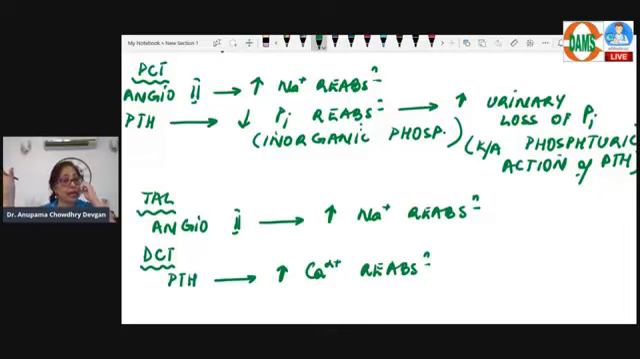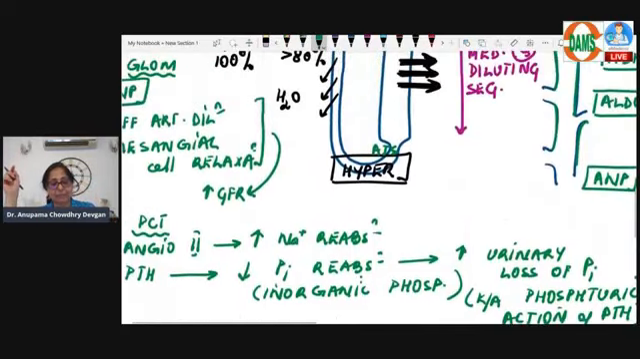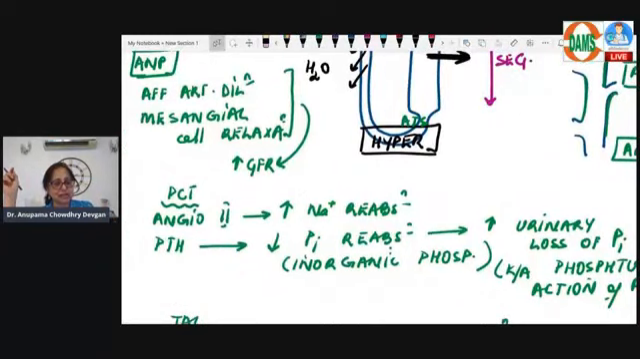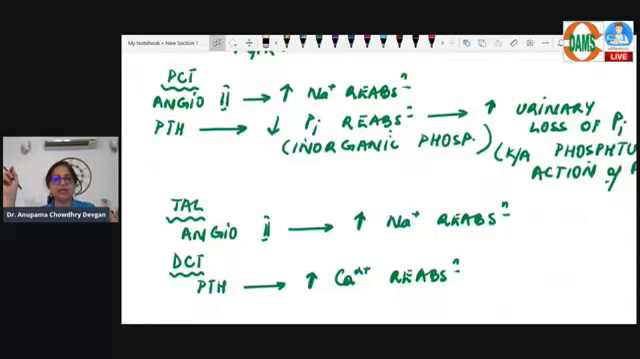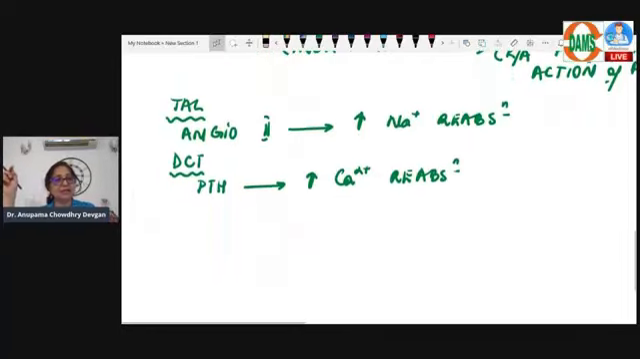Right? Hormone acting on the glomerulus, ANP, causes afferent arteriolar dilatation and mesangial cell relaxation, increasing GFR. Hormones acting on PCT: angiotensin II increases sodium reabsorption, parathormone decreases phosphorus reabsorption. Thick ascending limb: angiotensin II increases sodium reabsorption. DCT: parathormone increases calcium reabsorption. I told you at the beginning of this chapter, mesangial cell contraction causes kinking of the capillaries, and therefore decreases GFR. Mesangial cell relaxation will have the reverse effect, increases GFR.